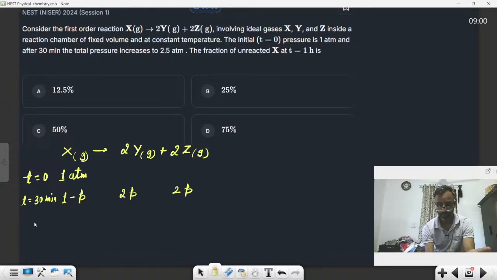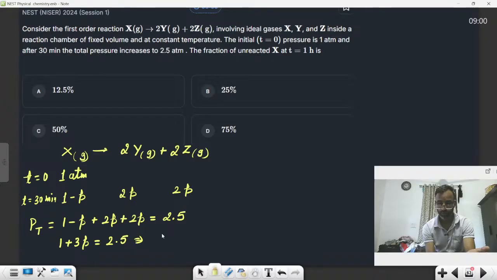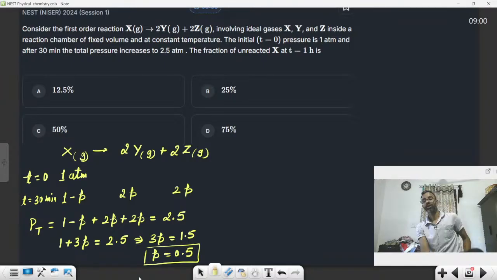Now, what is total pressure? 1 minus P plus 2P plus 2P, that is equal to 2.5. So 1 plus 3P equal to 2.5. That implies 3P equal to 2.5 minus 1, 1.5. So P is equal to 0.5.